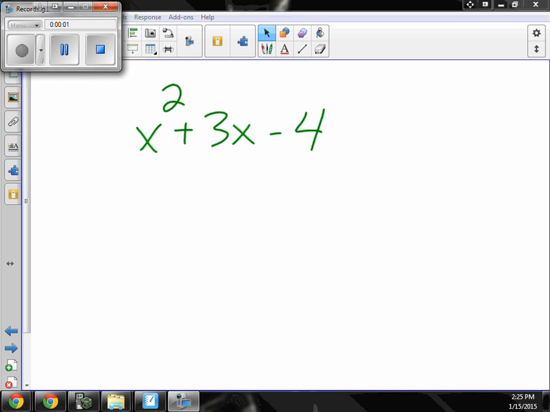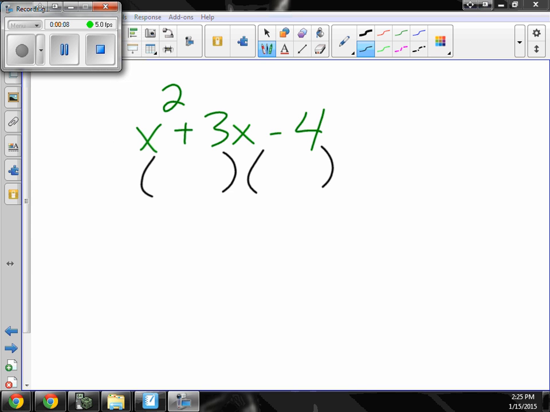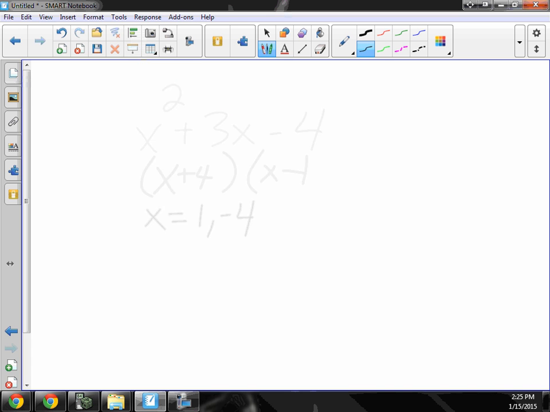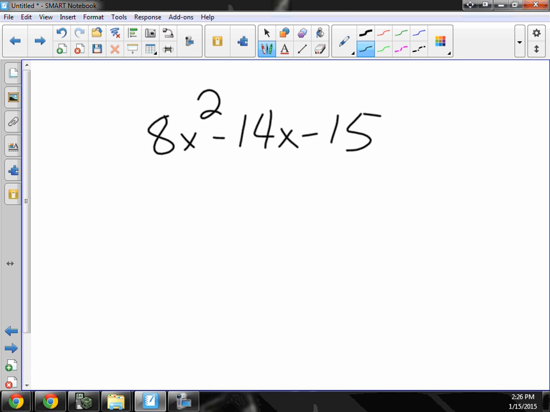Consider this quadratic. How does this factor? X. Okay, and so we end up with 1 and -4, right? That's easy. Let's make it just a little bit harder. This one we factor in a different way. Use the box.